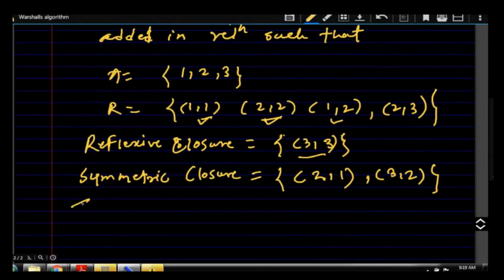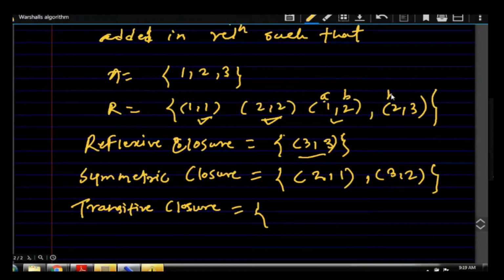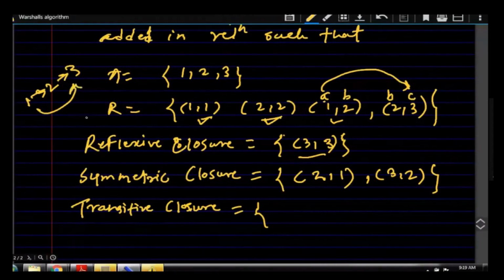And one more is the transitive closure that we have studied. So you have to find the transitive pairs here. You can see that the (1, 2) pair is there, and (2, 3) is there. If you treat this as (A, B) and this as (B, C), then this pair should be there, (A, C). So 1 to 2 is there, 2 to 3 is there, then there must be this pair, 1 to 3. So add this pair, as it is not in the relation: (1, 3).